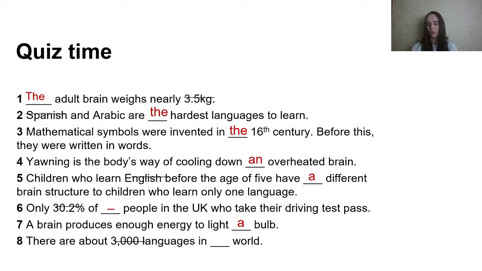So you say in the world? And that is correct. Good. There are about 3,000 languages in the world. And now the quiz goes on and you have to correct the crossed words.